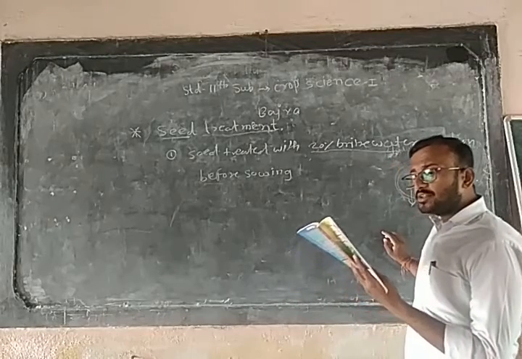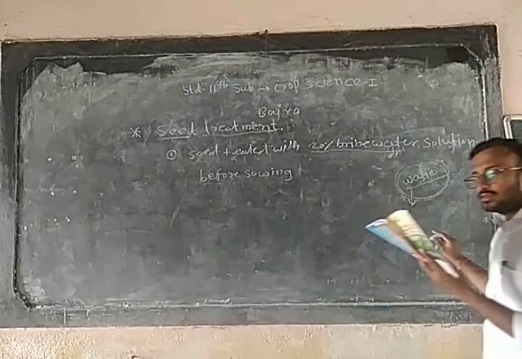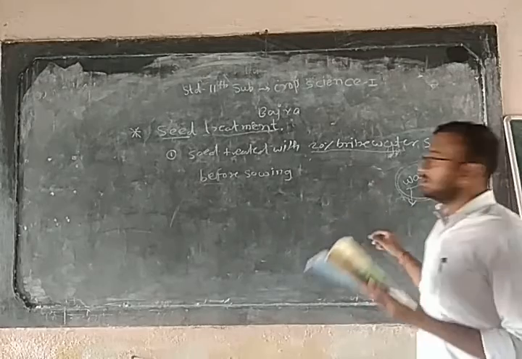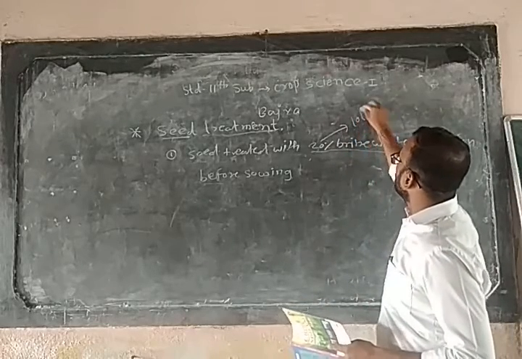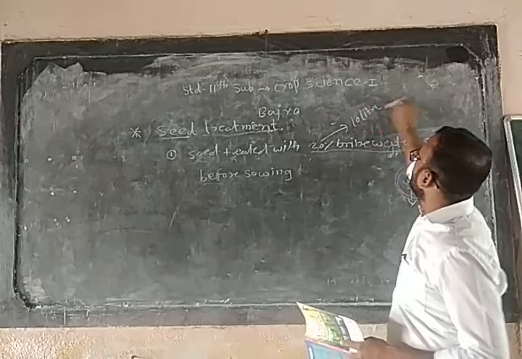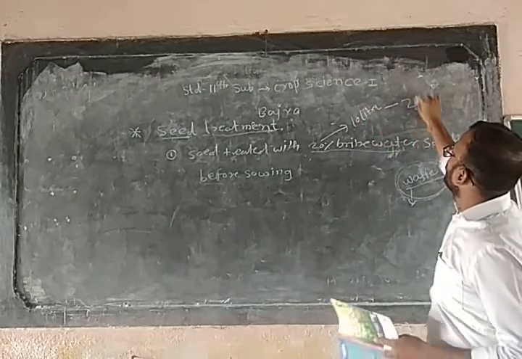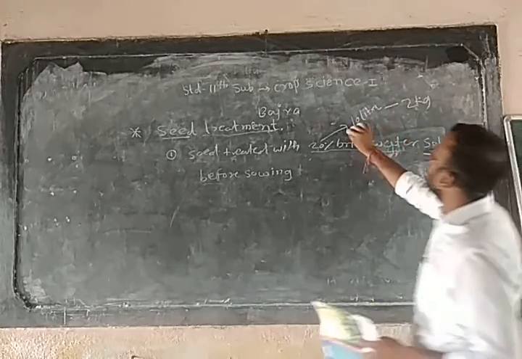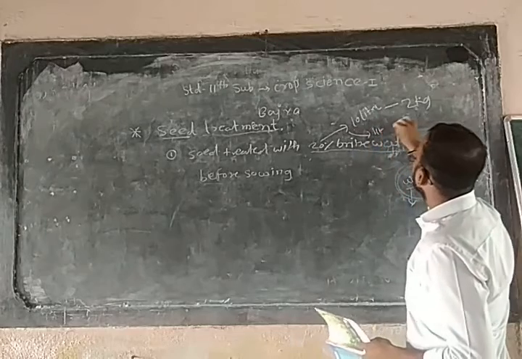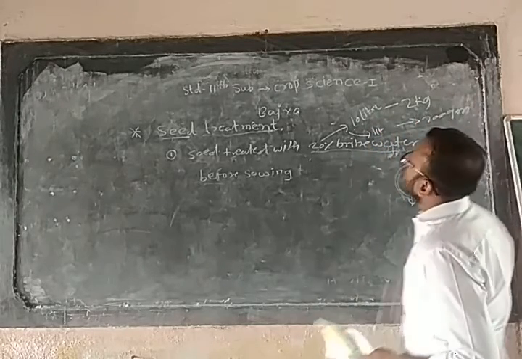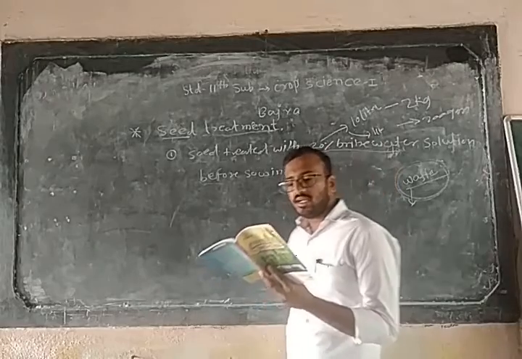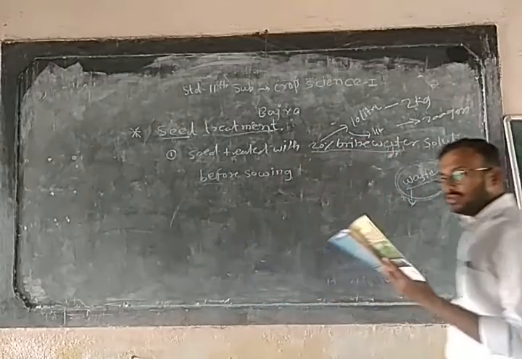Brine water solution is prepared by dissolving common salt at 200 gram per liter of water. That is, if you take 10 liters of water, then you take 2 kg of salt, and if you take 1 liter of water, then you take 200 gram of salt. Okay, this is the 20% brine water solution.